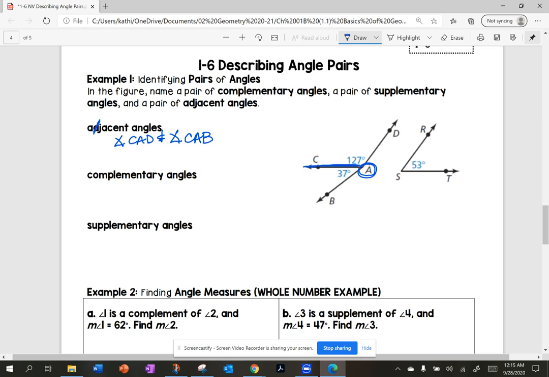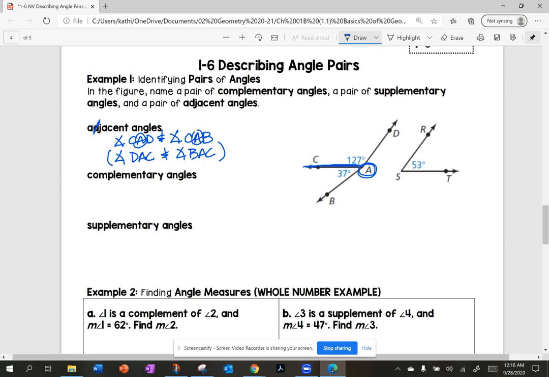Okay, I could also say I need to have A is the vertex, so A needs to be the middle letter, but I could also say this is angle DAC and angle BAC. So the first and the third letter can be changed, but the middle letter is the vertex. That is the same.